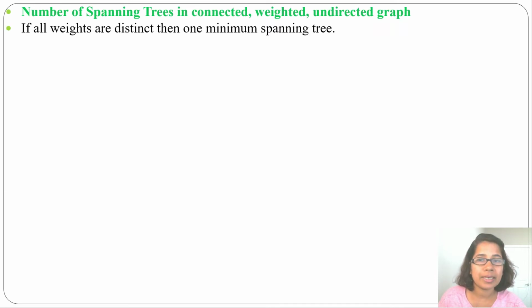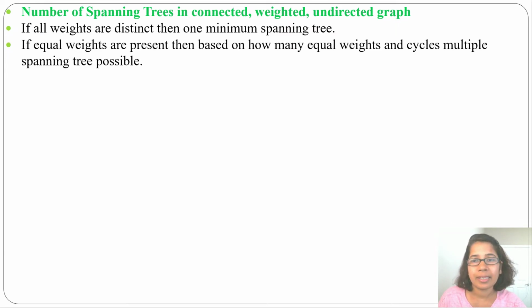If all weights are distinct, then just one minimum spanning tree is possible. If equal weights are available, if more than one weight is equal, and there are cycles present, then based on this cycle and how many equal weights are available, multiple spanning trees are possible. So it depends on the graph.